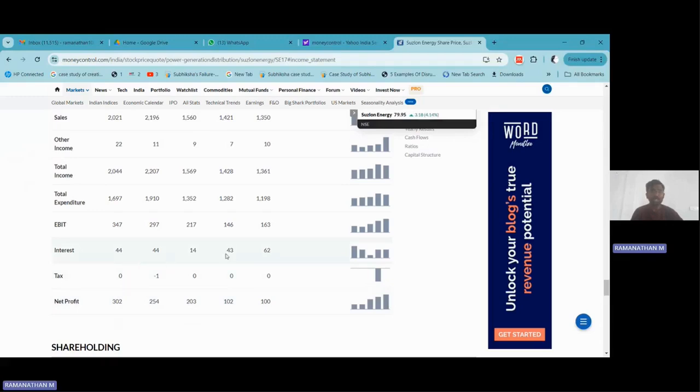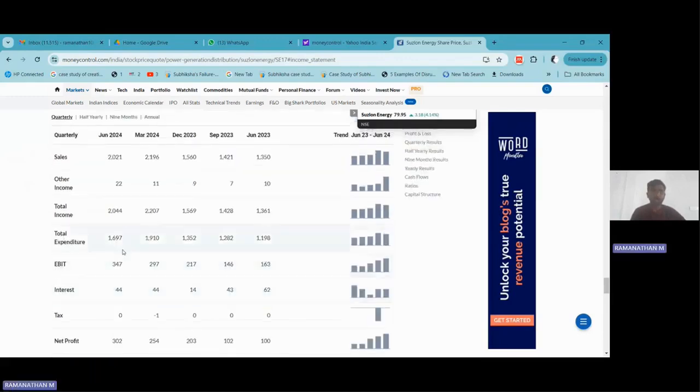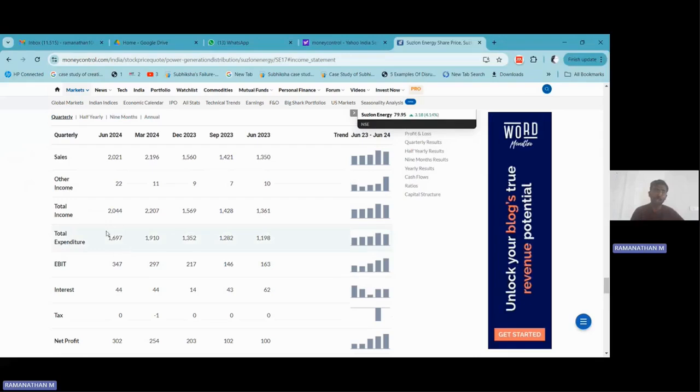And one more thing is that interest has increased. At one point it became 14. Once again, its interest keeps on increasing. So they want to look at loans and other things, and make it a purely equity capital structure, not a loan-based one. Then next, you have to look at the expenditures. Compared to the previous quarter, this expenditure is somewhat less. So you should compare with the previous one, whether the expenditure is going higher or lower.